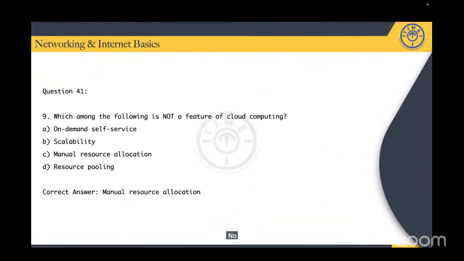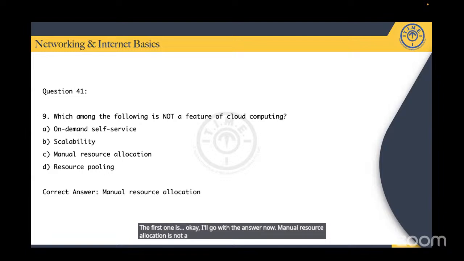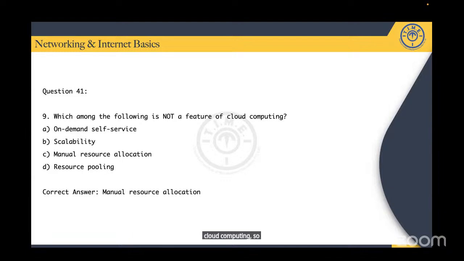Now, let's see some cloud related questions. Which among the following is not a feature of cloud computing? The first one is, okay, I'll go with the answer now. Manual resource allocation is not a feature of cloud computing. So obviously the remaining things are features of cloud computing, right?